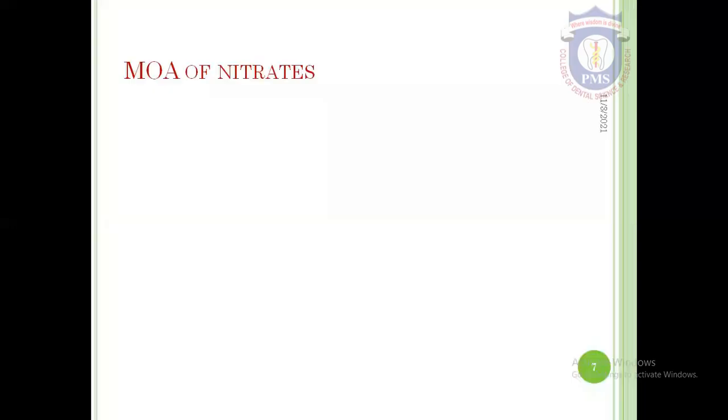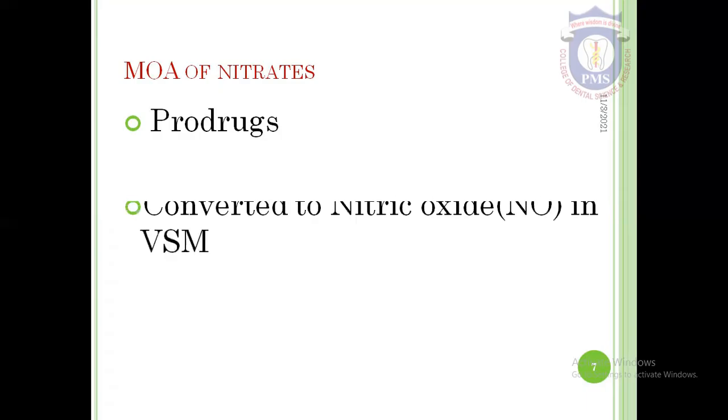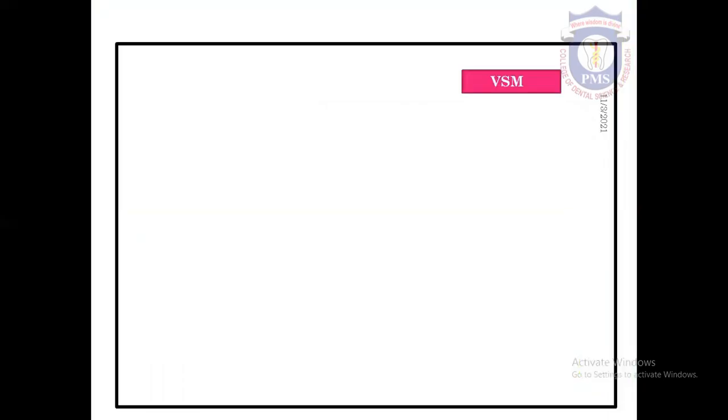Mechanism of action of nitrates. These are prodrugs. That means we give an inactive form of the drug to a patient, and the drug undergoes metabolism to form its active ingredient. This is converted to nitric oxide in our vascular smooth muscle. Nitrates penetrate the vascular smooth muscles and undergo conversion into nitric oxide.